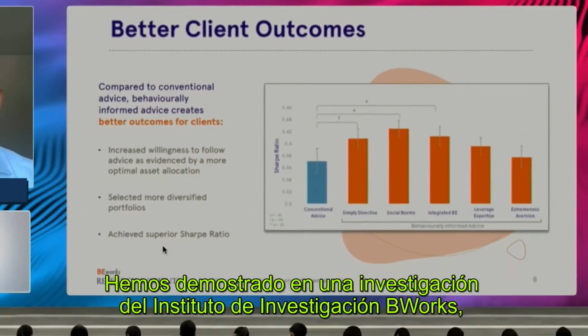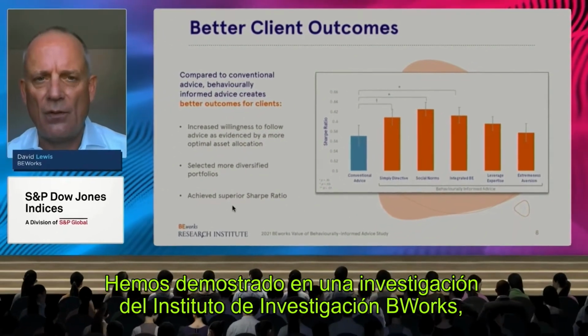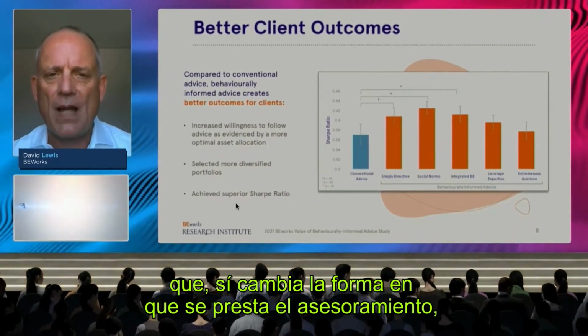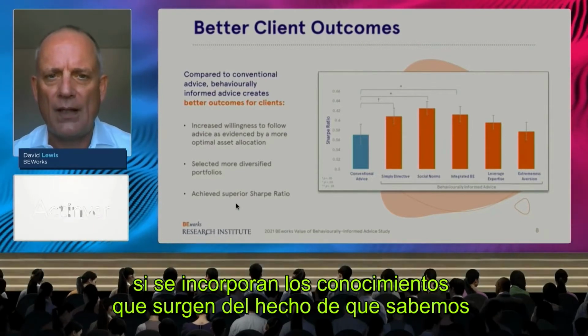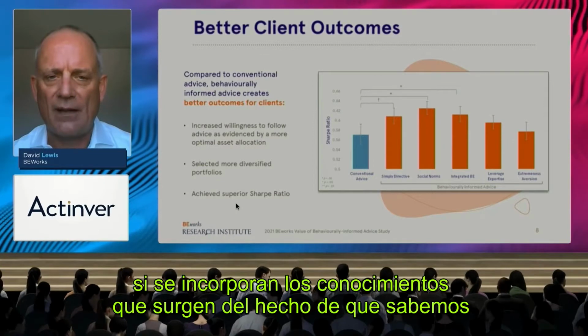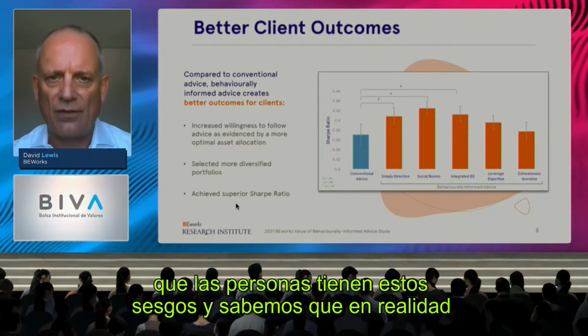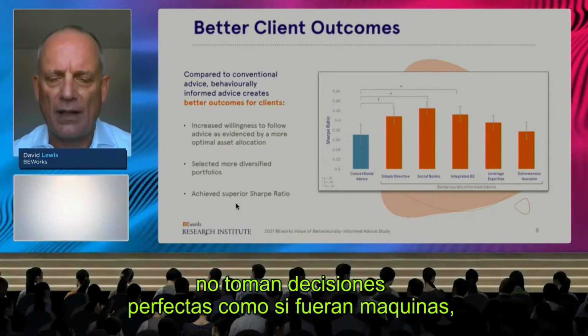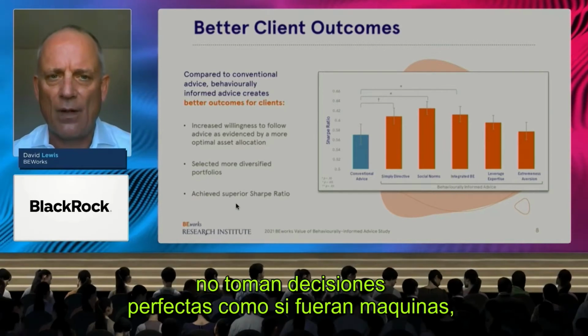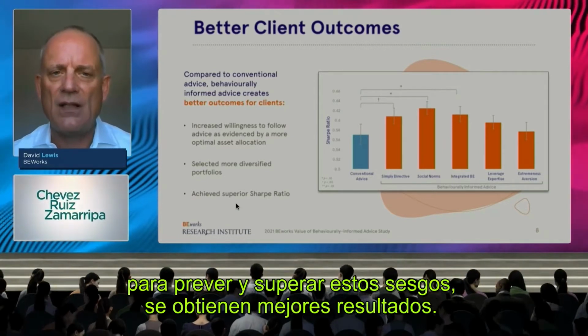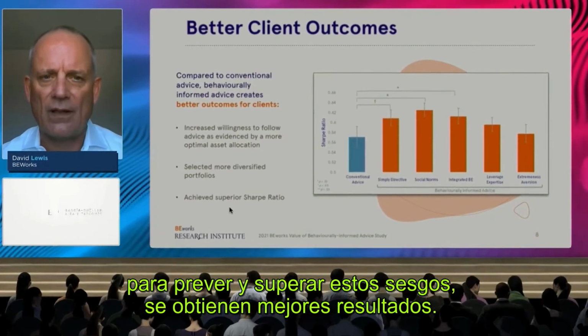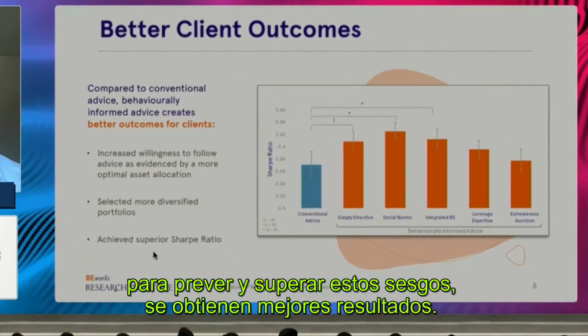We have shown in research at the BEWorks Research Institute that if you change the manner in which advice is delivered, if you incorporate insights flowing from the fact that we know people have these biases and we know they actually don't make perfect decisions as if they were computers, if instead we adapt our advice to anticipate these biases and overcome them, there are better outcomes.